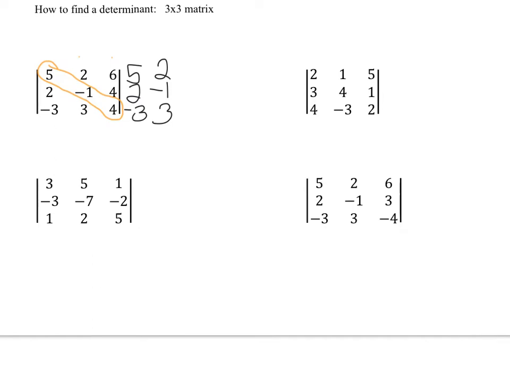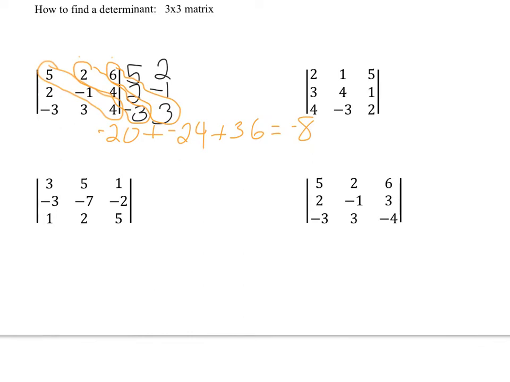So 5 times -1 times 4 gives me -20. Then we're going to do 2 times 4 times -3, which gives me -24. I'm going to add all these together. And then I'm going to do 6 times 2 times 3, which gives me 36. Okay, and we add all those up, which gives me -8.